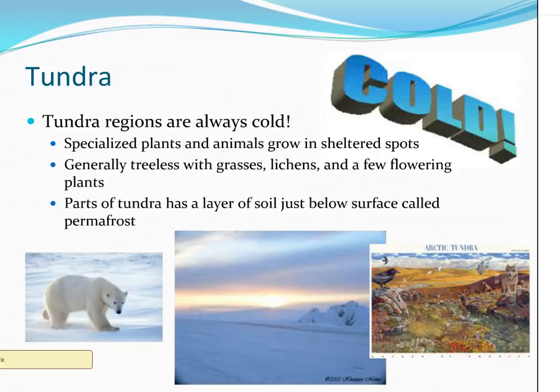And last, we have the tundra. Tundra regions are always cold. There are very specialized plants and animals that can exist in certain sheltered spots. Tundras are generally treeless, with grasses, lichens, and a few flowering plants. Parts of the tundra have a layer of soil just below the surface called permafrost.